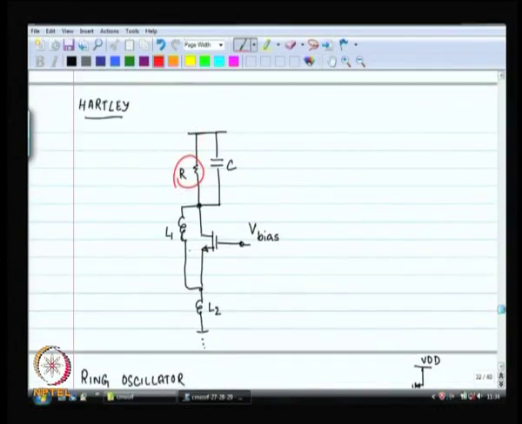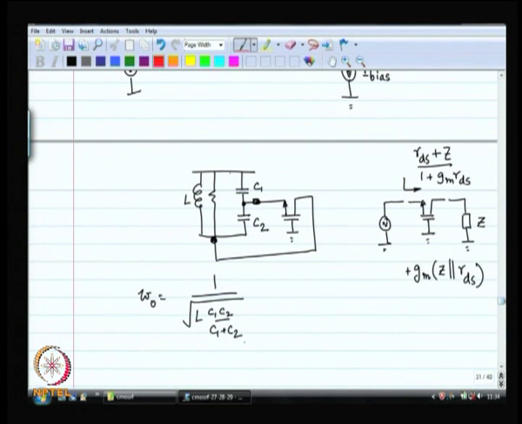And all of these are popular oscillator topologies. They all use some sort of feedback, some sort of positive feedback mechanism at the chosen frequency of oscillation. All right. So, with this, we are going to move on to the next topic. The next module rather.